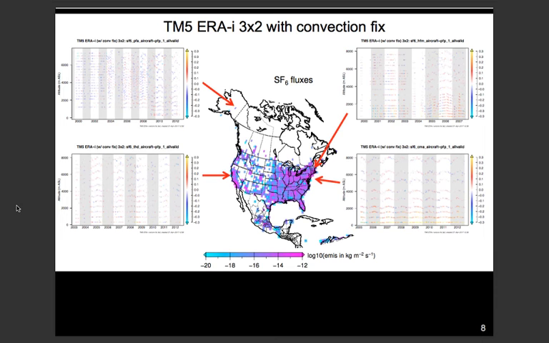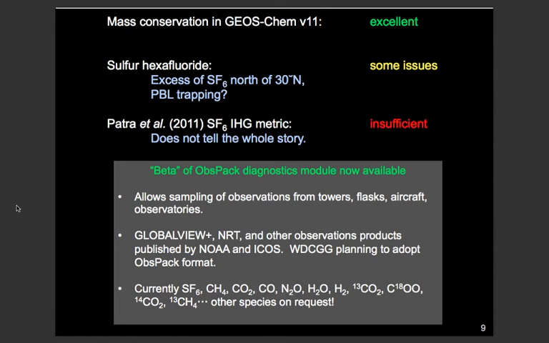And so I will skip ahead to the conclusion slide. I evaluated mass conservation along the line here, and it's great in version 11. Sulfur hexafluoride, I think, has the potential of being a very significant constraint on large-scale transport in GEOS-Chem, and I'd like to see more people using our ObsPack data. So, thank you very much.